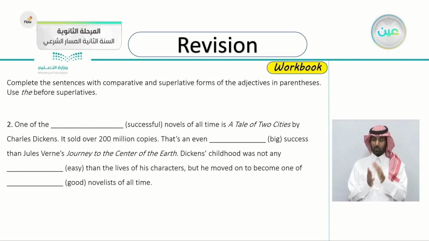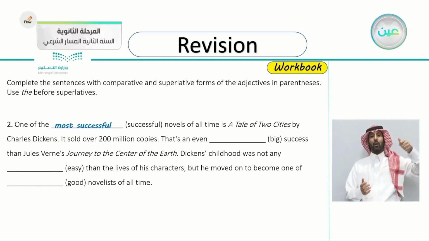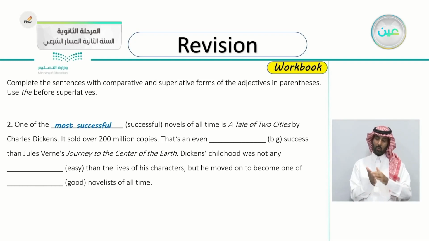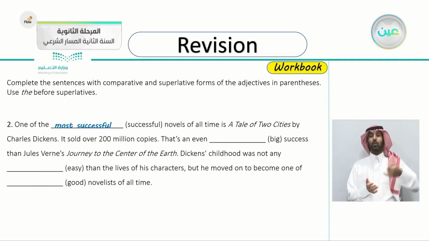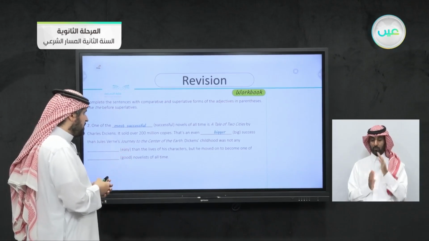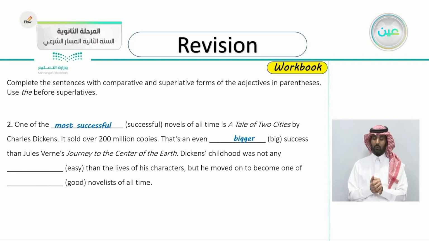The second one, one of the successful novels of all time is one of the what? Yes, one of the most successful novels of all time is A Tale of Two Cities by Charles Dickens. It sold over 200 million copies. That's an even big success than Jules Verne's Journey to the Center of the Earth. So he's comparing two novels now. Yes, bigger, that's even bigger success than Jules Verne's Journey to the Center of the Earth.